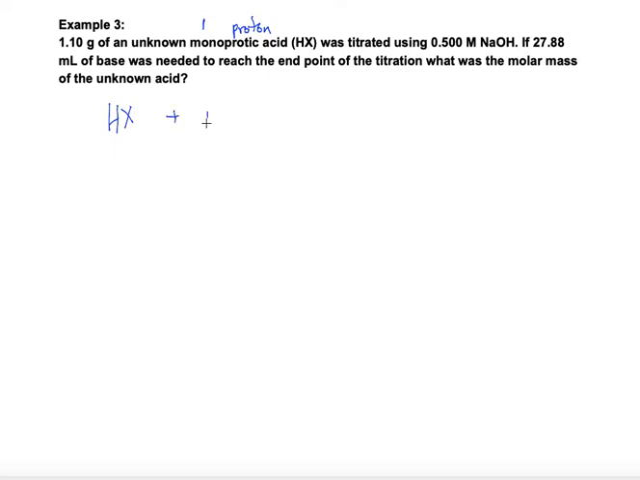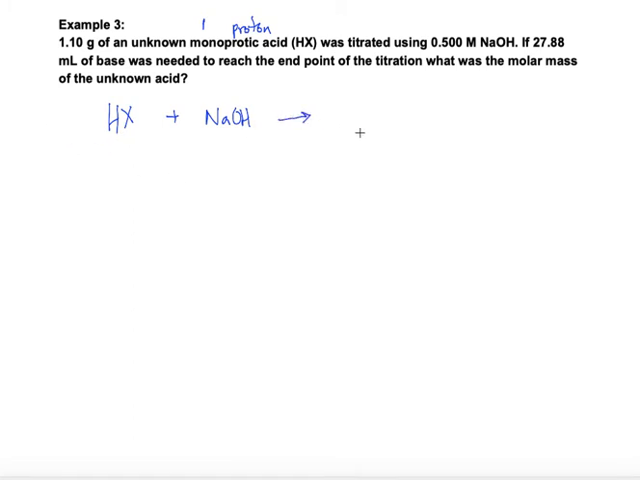And it was titrated with NaOH. We have 0.5 molar NaOH, and it says if 27.88 mL of base was needed to reach the endpoint of the titration, what was the molar mass of the unknown acid?